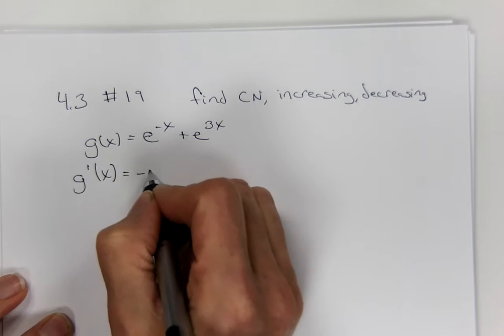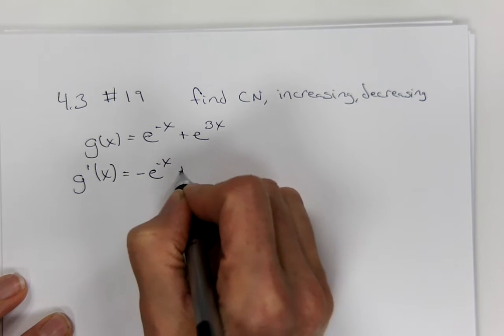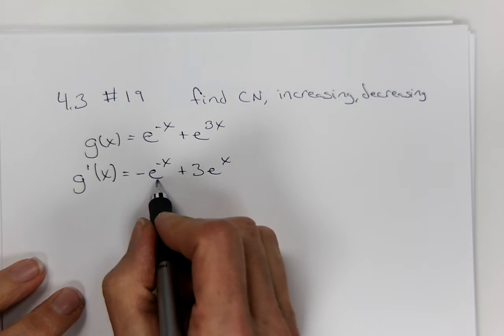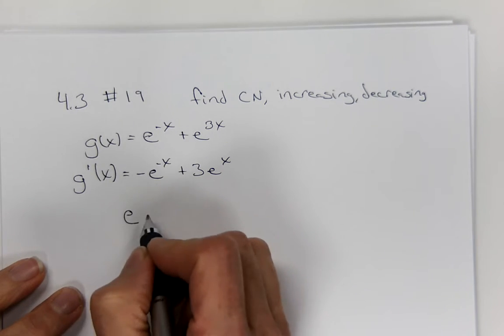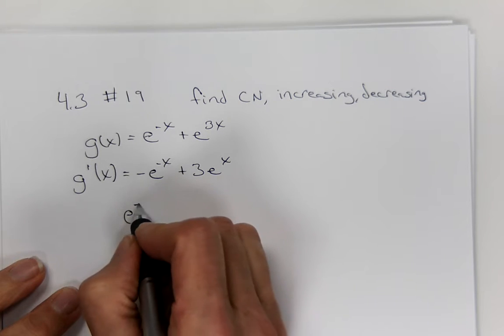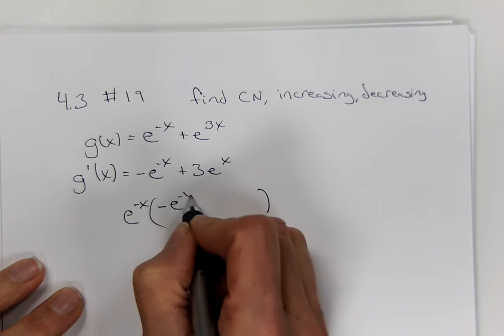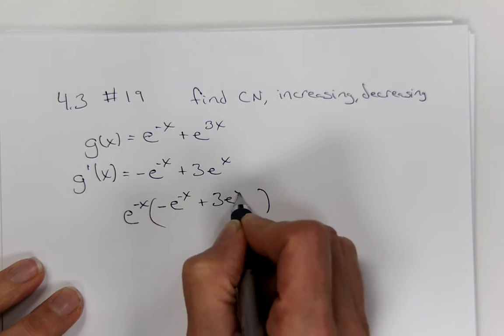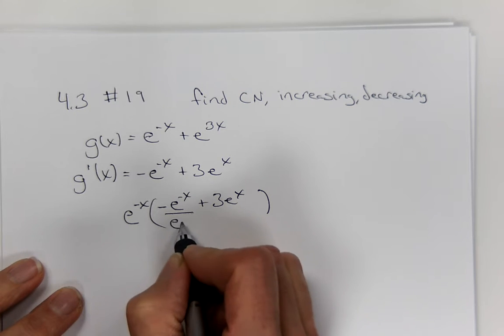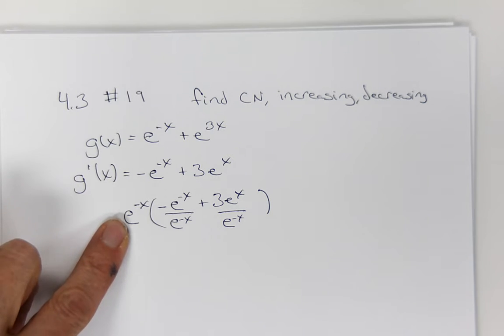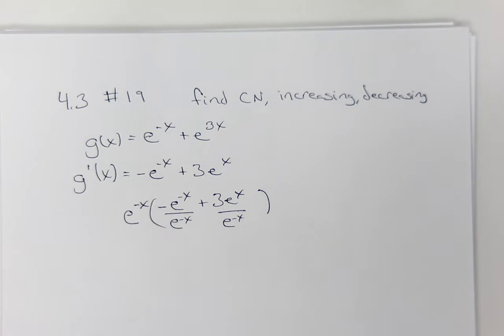So g prime of x is negative e to the negative x plus 3e to the x. And I have a negative exponent, so there's meant to be a denominator here. So I'm going to factor out an e because they both have an e, and I'm going to take the lowest power that I have, which is negative x. And so what I do is I rewrite the original equation. To find out what I get from factoring, I divide by the same thing that I'm factoring out. So you're multiplying by e to the negative x on the outside, and you're dividing by that on the inside, both terms.